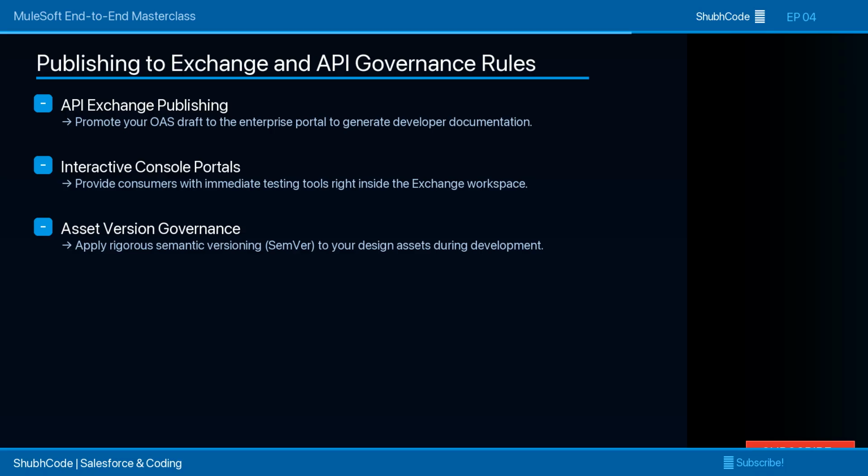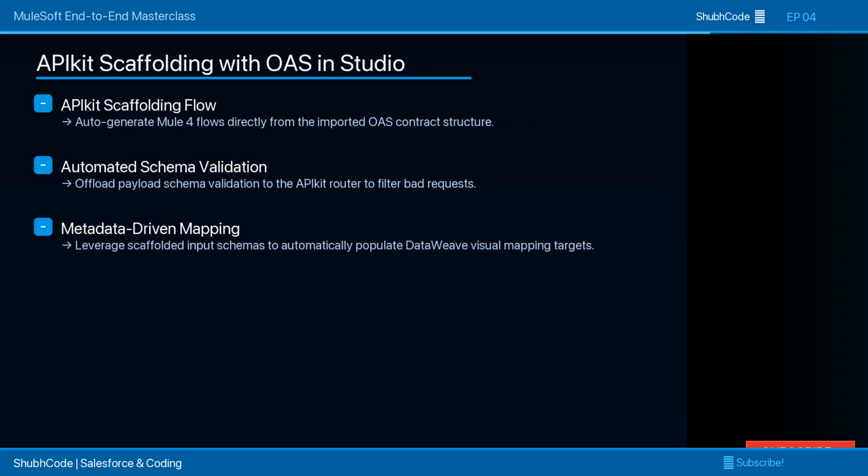Behind the scenes, the publishing process assigns a unique group ID, asset ID, and version to your API asset. This versioning is critical. Always follow semantic versioning rules, meaning a breaking change to your OAS paths or schemas must trigger a major version bump, while adding an optional query parameter is a minor bump. Once published to Exchange, your OAS asset becomes a discoverable, reusable enterprise building block.